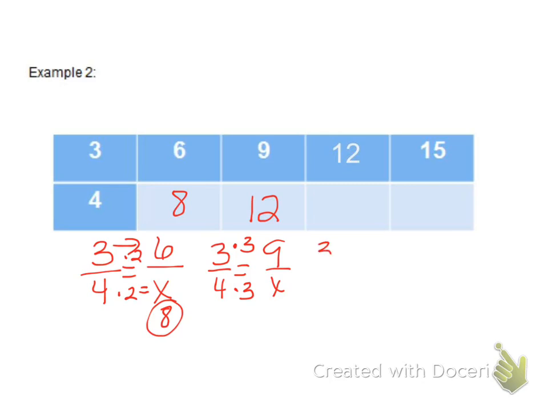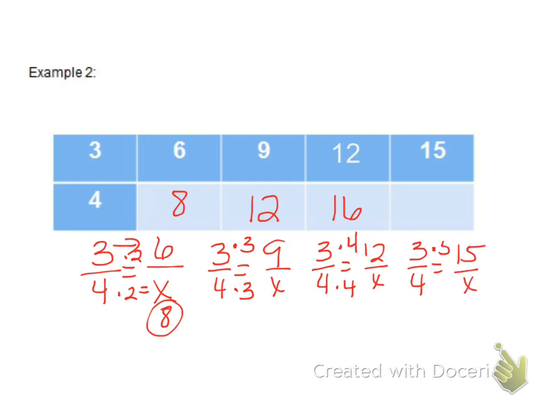Okay, then we have 3/4 equals 12 over x. How do we go from 3 to 12? Times what? 4. Good. So 4 times 4 is? 16. And then our last one. 3/4, 15 over x. How do we go from 3 to 15? Times 5. 4 times 5 is? How about just 20? That's okay.